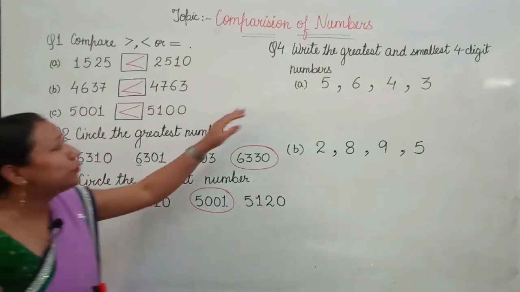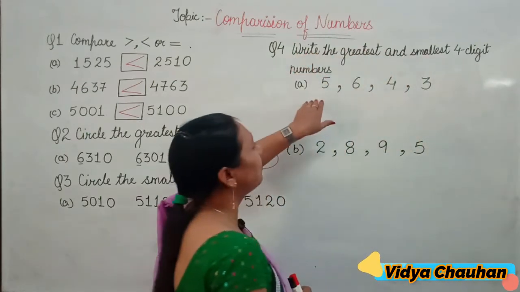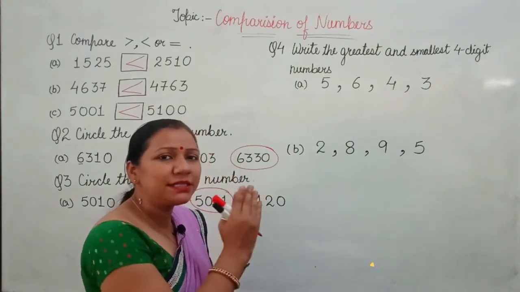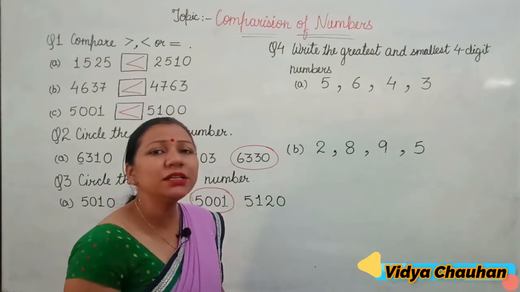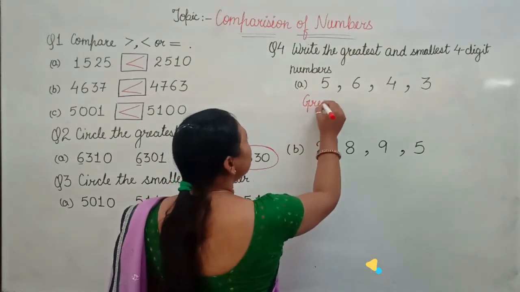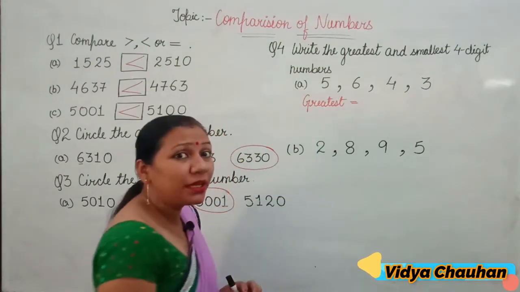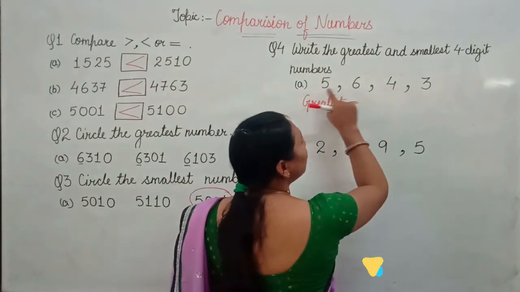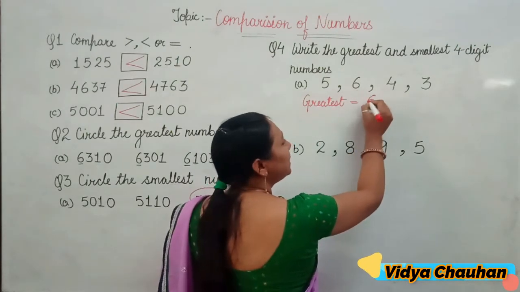Clear? Now the last question: write the greatest and smallest 4-digit numbers. So here digits are given to us, and from the given set of digits only you have to form a greatest number and a smallest number. So now how will you do this? Very first, to write the greatest number, the greatest number starts with the greatest digit. So which digit is greatest among these 4, 5, 6, 4, 3? Which is the greatest one? 6. So very first you will write 6.